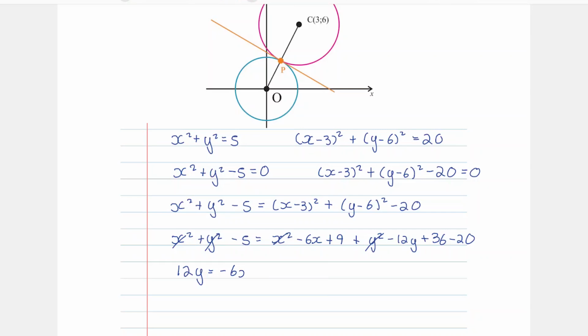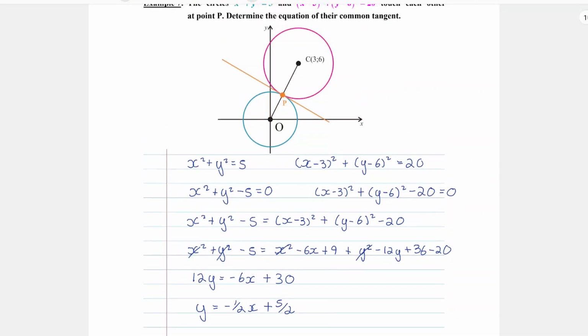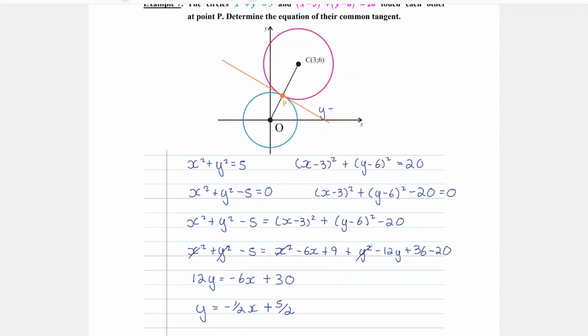We get minus 12y is equal to minus 6x, and then 9 plus 36 minus 20 plus 5 is equal to 30. And now I divide both sides by 12, so we get y is equal to minus a half x plus 30 divided by 12, which is 5 over 2. So straight away, without all the working, we can say the equation of the tangent is y equals minus a half x plus 5 over 2.